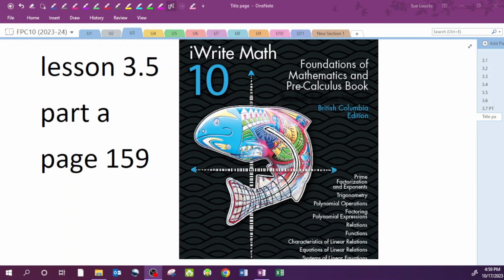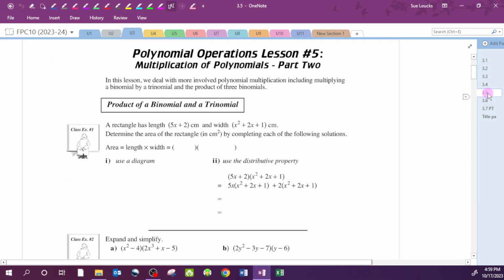Here we are with lesson 3.5, starting on page 159. We're only going to do part A because I'm not going to do this whole lesson, just this first page. This is multiplying a binomial by a trinomial.